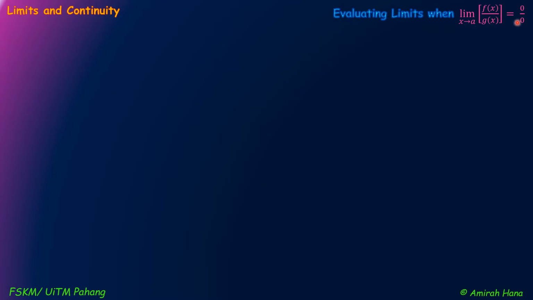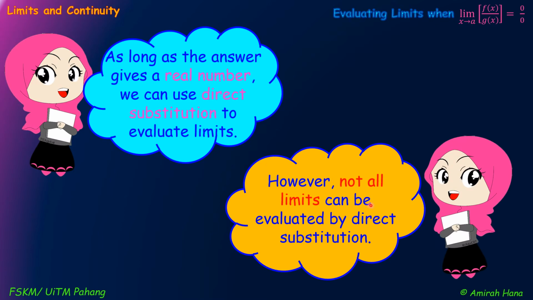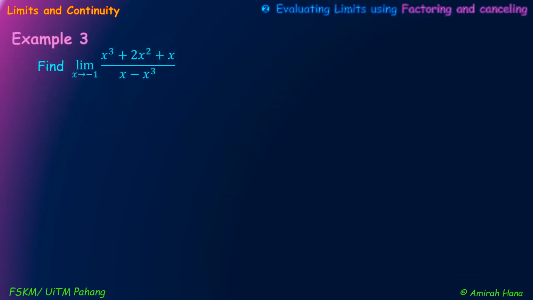In this video, we are going to continue with evaluating limits when the limit as x approaches a of f(x) over g(x) equals 0 over 0. In the previous video, as long as the answer gives a real number, we can use direct substitution to evaluate limits. However, not all limits can be evaluated by direct substitution. Now we look at example 3. Find the limit as x approaches -1 of (x cubed plus 2x squared plus x) over (x minus x cubed).